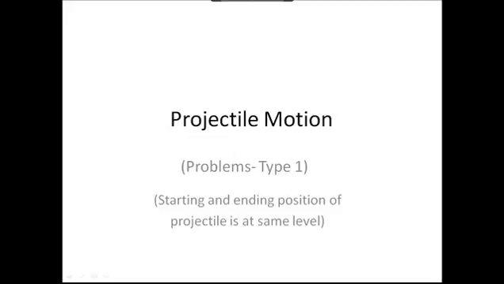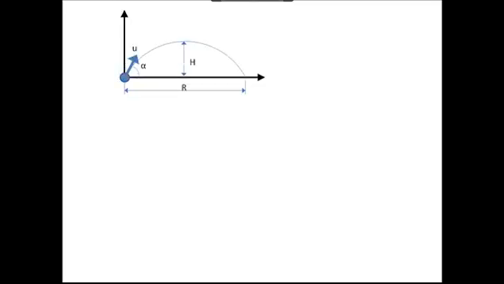So in projectile motion study, there are many types of problems which we have to study, and this is first of its kind. This type is a type where starting and ending position of the projectile is at the same level. What we mean by this is, projectile starts at origin and ends up again on x-axis, that is same level as the origin. Okay, this is the first type, the simplest one.